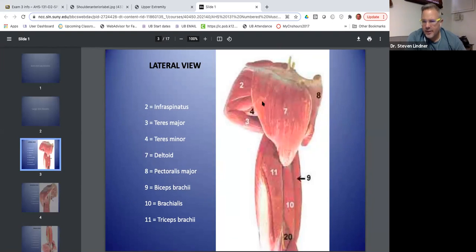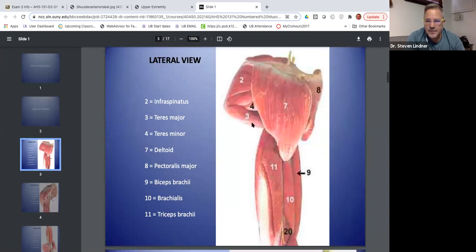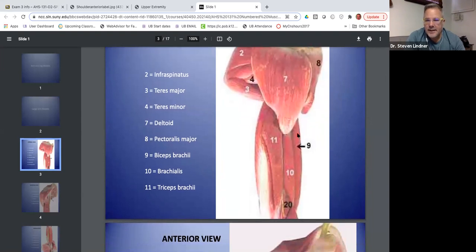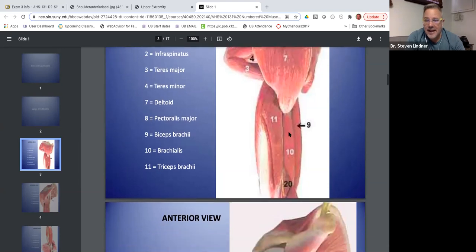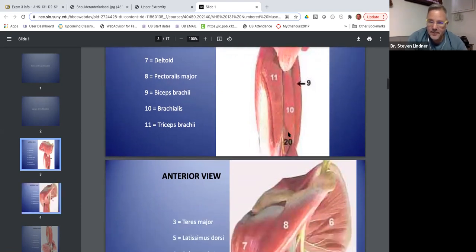Now this one is showing the arm in the right position because it's hanging down, right? So here, number 7, this is the deltoid. Here, number 2 is the infraspinatus. Here's Teres Minor. Here's Teres Major. Number 9, this is anterior, so this is the Biceps Brachii. Between the biceps and the triceps, that's where you have the brachialis, right? So the arm can get pretty thick based on these 3 muscles right here.